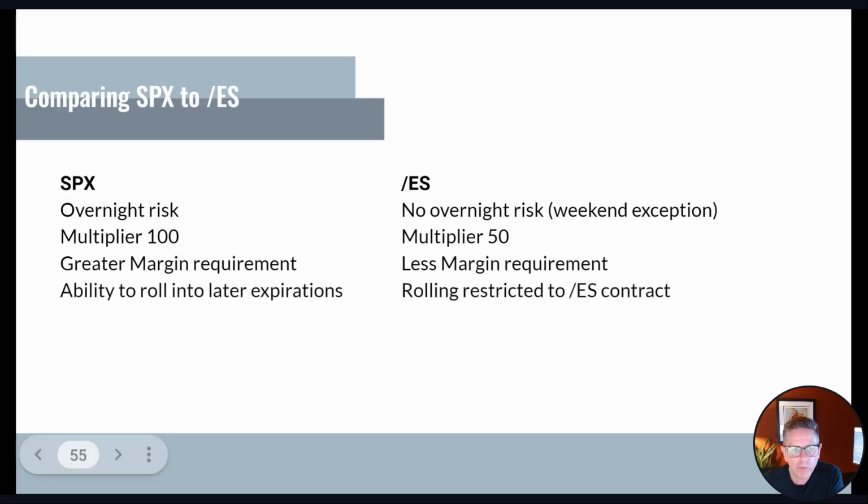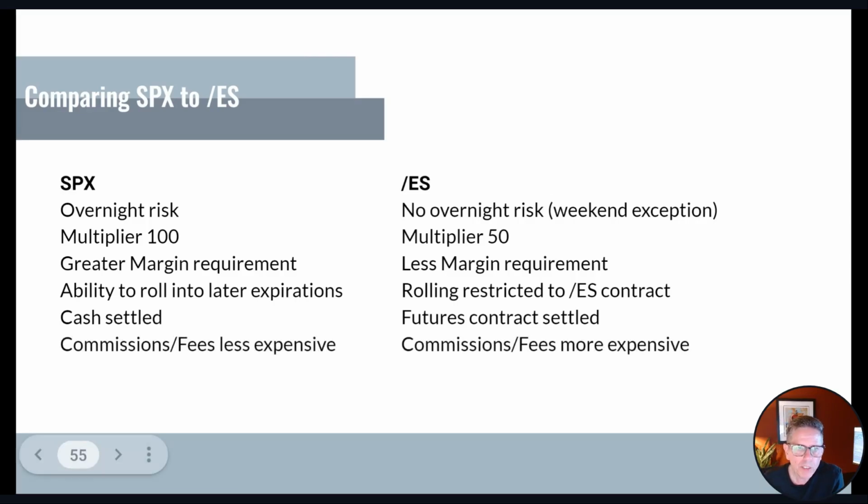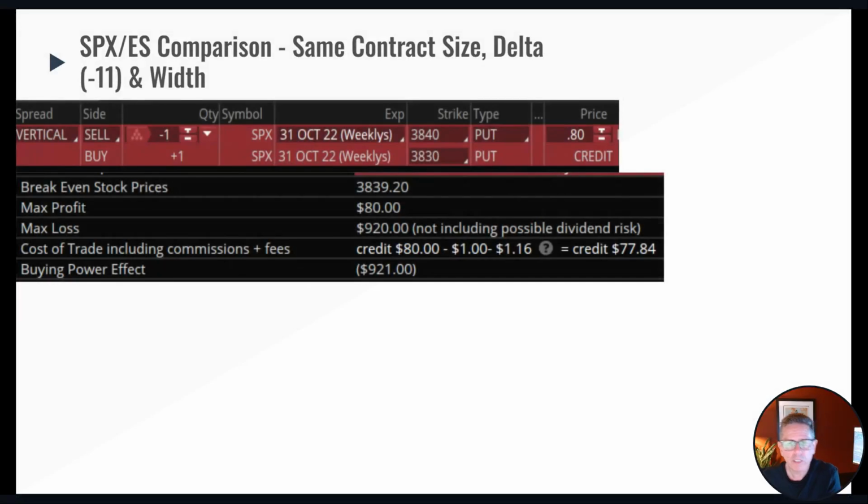Ability to roll into later expirations, that's what you can do in SPX. Rolling is restricted in the ES contract. You can roll it within the position, but not outside that, like you can with SPX. Okay, SPX is cash settled, while the futures contract is settled for ES, and depending on where it settles, it could be cash settled as well. Okay, a little different. Commission fees are less expensive on SPX, more expensive on ES. However, you'll see the benefits of ES contracts, options on futures.